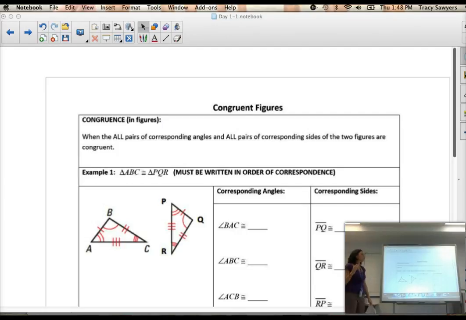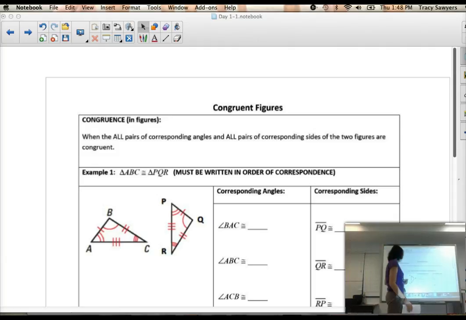Okay, so congruent figures. Congruent figures means that all the pairs of corresponding angles, we just talked about that, and all the pairs of corresponding sides are congruent. What does congruent mean? Same measure. They have the same measure. Okay? They have the same measure.